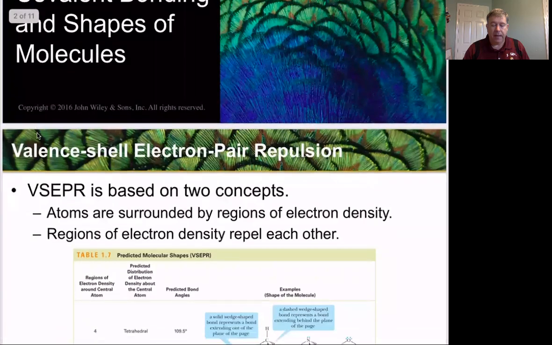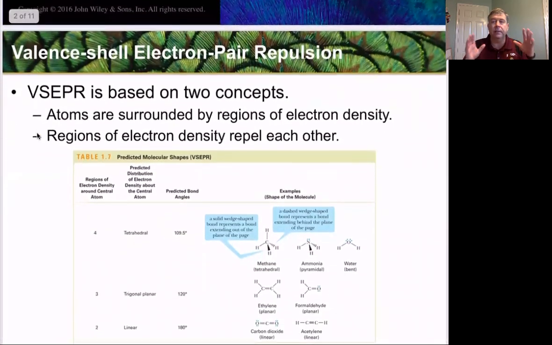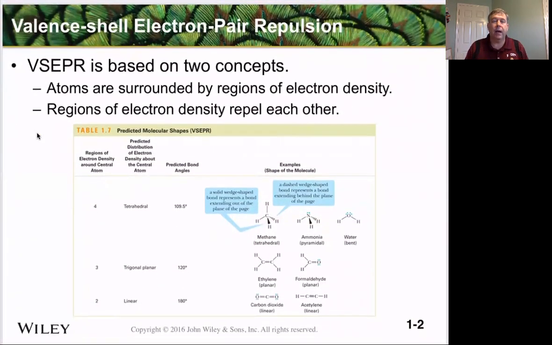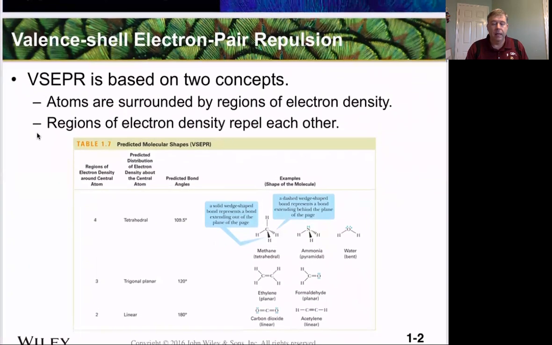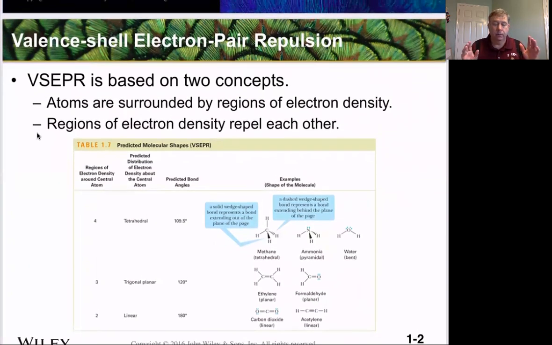Now, once we have those electrons in different little shells, we want to talk about how the electrons affect the shape of the materials. And so what we use is valence shell electron pair repulsion. What this means is that because the atoms are surrounded by electron density, and those electrons have negative charge and therefore repulse each other, by putting them in different orbitals, they want to be as far apart from each other as possible.